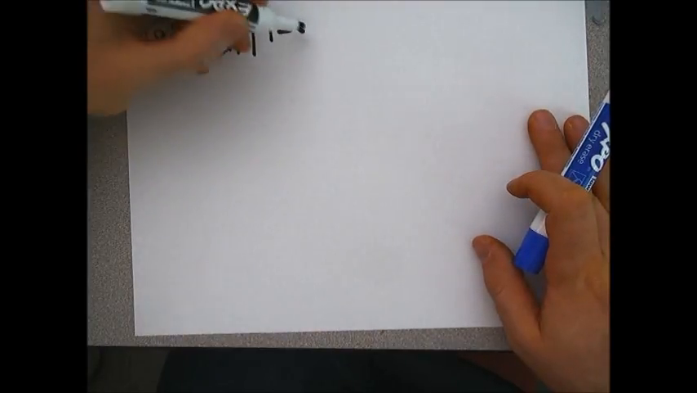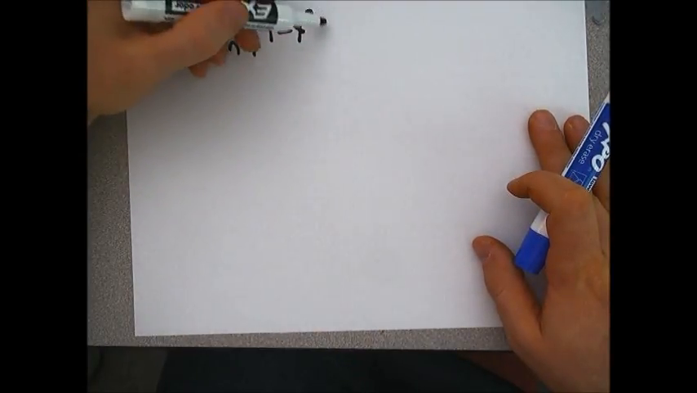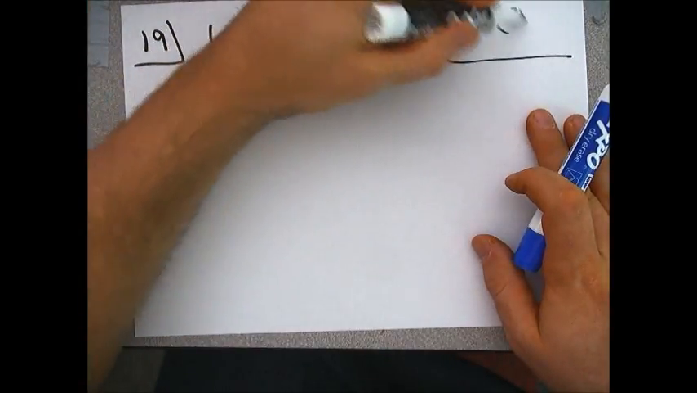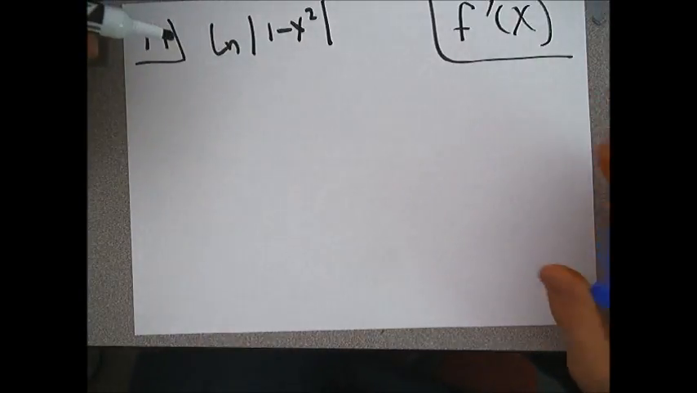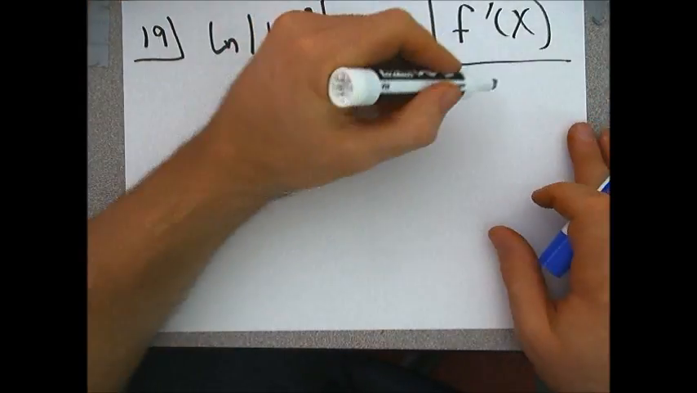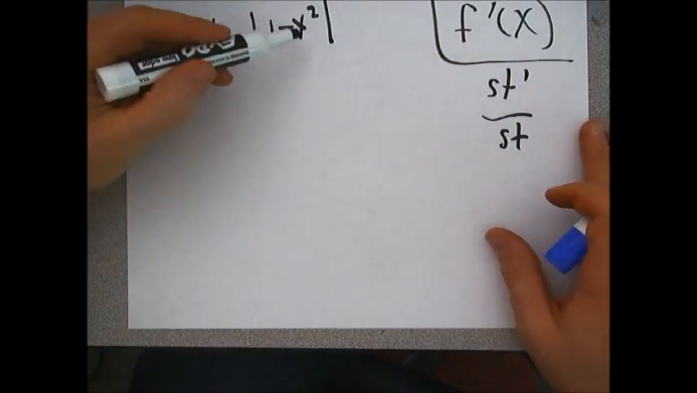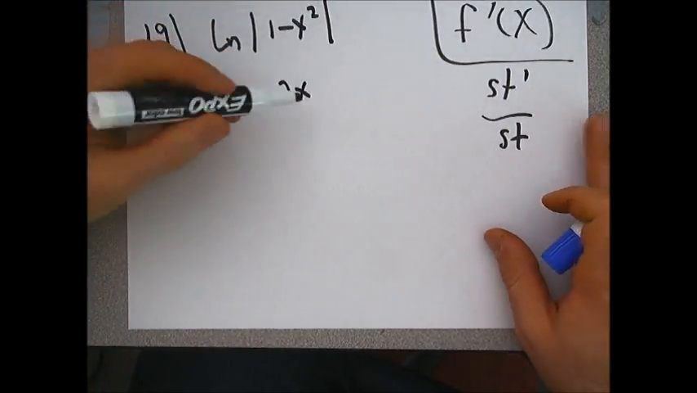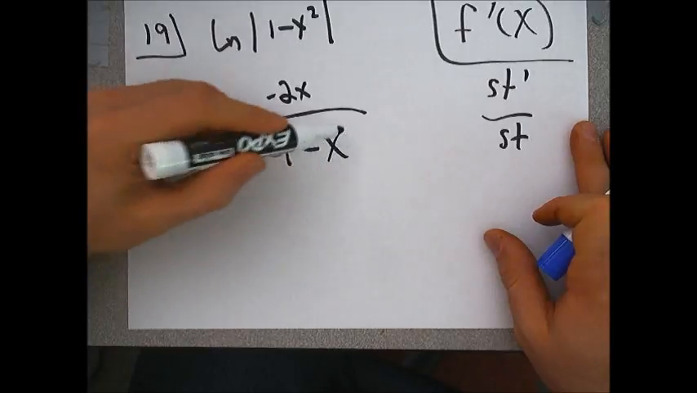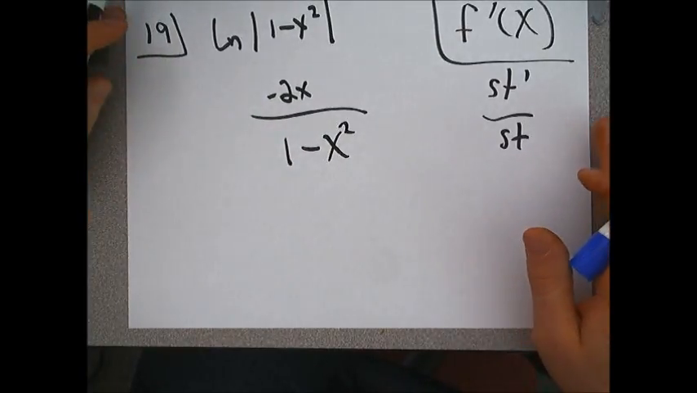Number 19. It asks for the natural log of 1 minus x squared, and then it asks to find f prime of x. What do we know about natural log? The derivative is, as we learned it, stuff prime over stuff. Stuff prime gives me negative 2x over 1 minus x squared. Choice B.